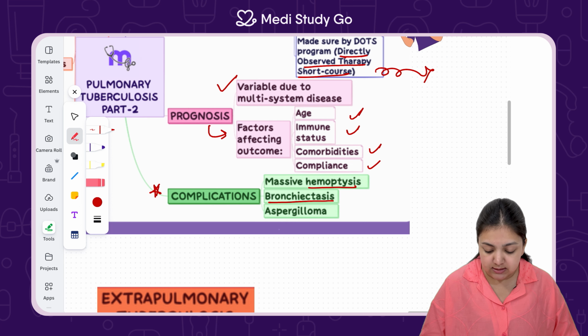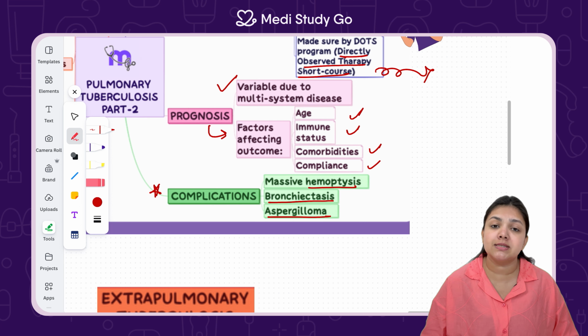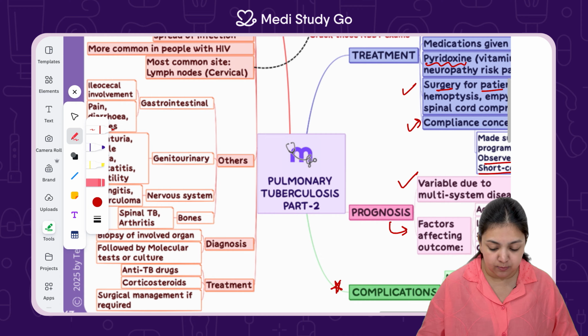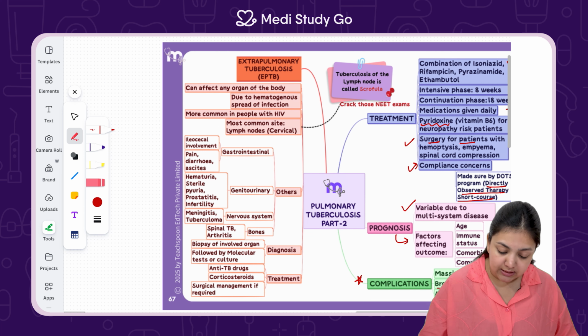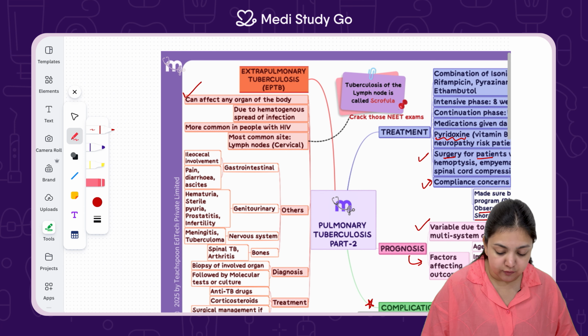There is bronchiectasis, and aspergilloma can occur, which is secondary infection with another organism. Now, one different type of TB which we studied in pulmonary TB was extrapulmonary tuberculosis, wherein hematogenous spread of the bacilli can get impregnated into other organs, leading to extrapulmonary tuberculosis. In this case, it can affect any organ of the body and happens due to hematogenous spread of the infection, as we've studied. It is more common in people with HIV because the immunity is already compromised.